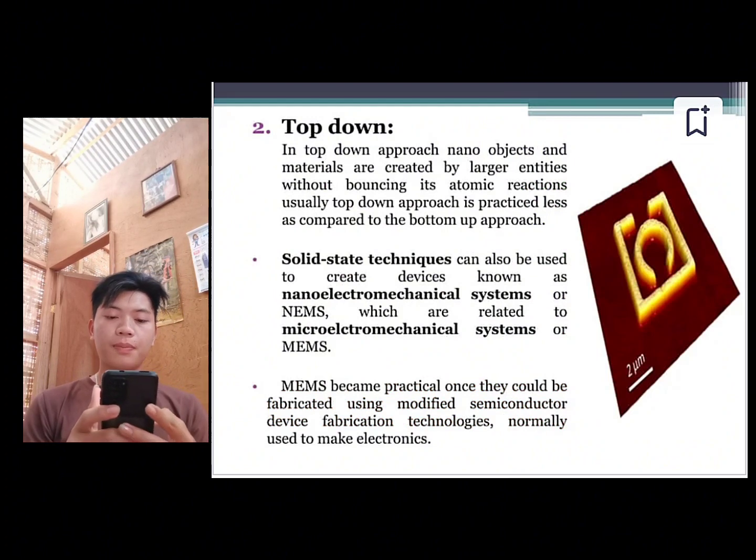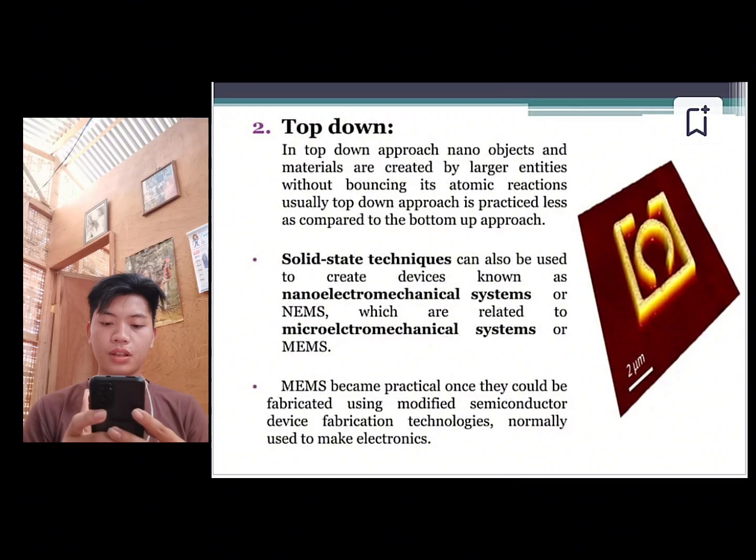So the second is top-down. In the top-down approach, nano-objects and materials are created from larger entities without atomic-level control. The top-down approach is used in practice less as compared to the bottom-up approach.